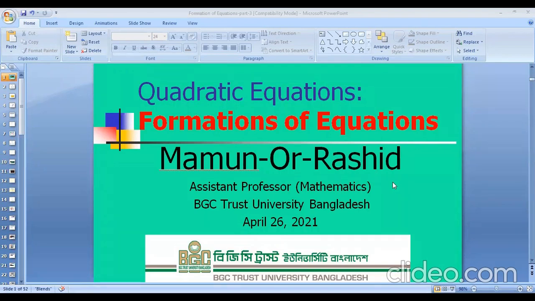Today we will start another part of an equation. This is the third part of the chapter on equations, quadratic equations. You must know what a quadratic equation is. The quadratic equation is x square plus bx plus c equals to 0. These types of equation are called quadratic equations.